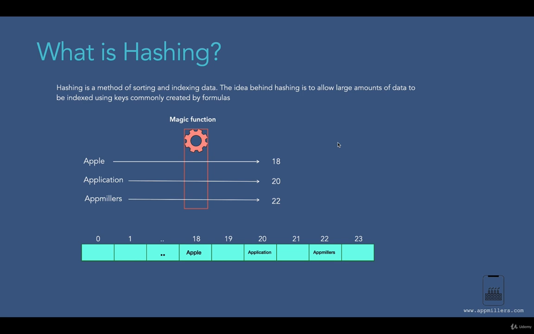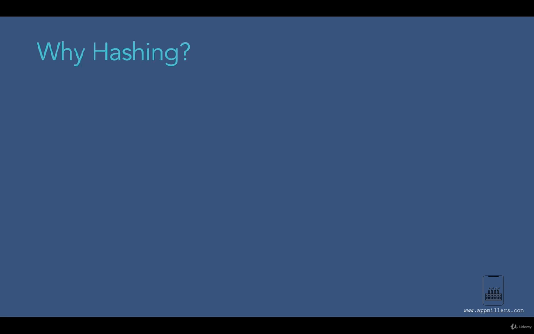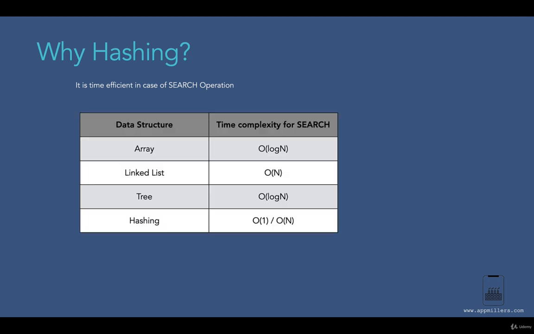Now you might be interested, why do we need hashing? So let's say we want to develop an application in which search operation is used heavily, and we want our application to perform as fast as possible. So in this case, we can use hashing. So hashing performs better than other structures in terms of searching operation. Now let's see search operation in other data structures to understand it very quickly.